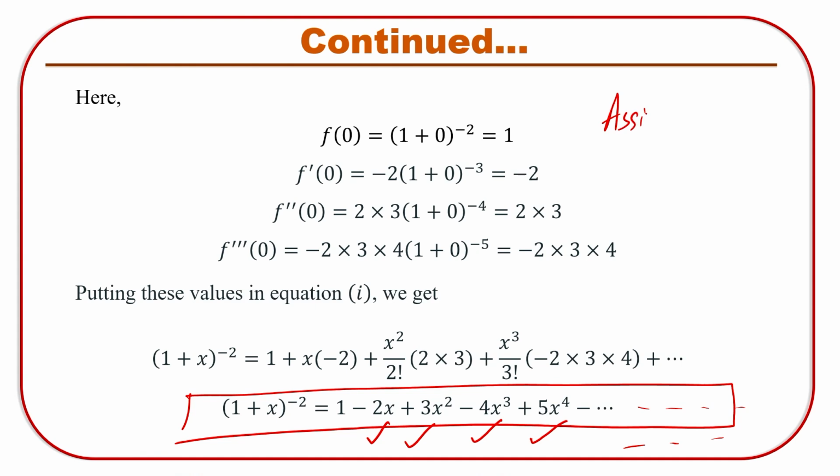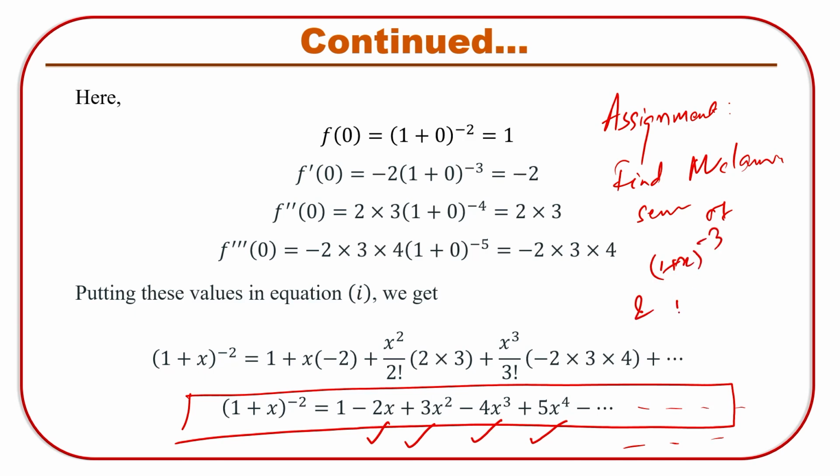So, can I give you an assignment? Just take this as your assignment: find the Maclaurin series expansion of (1 plus x) to the power -3 and (1 plus x) to the power -5. What will be your answer? Look at the structure. If you go through it, it will be in a patterned way.